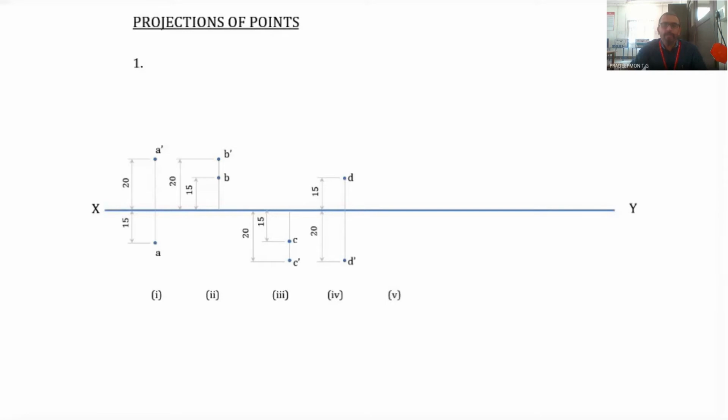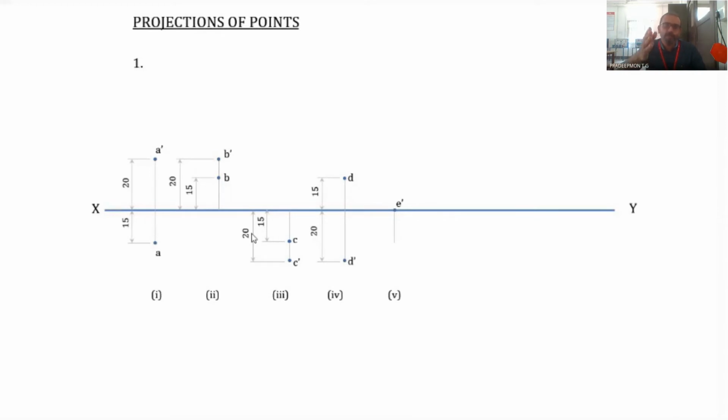And now coming to the fifth one, the point E is in HP and 15 millimeters in front of VP. In HP means the front view is in the XY line itself. So E dash is already marked.